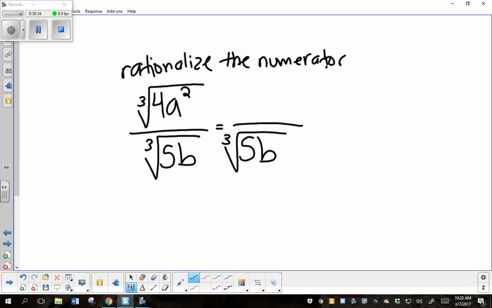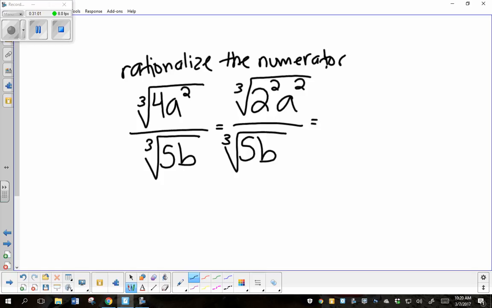And then on top, we've got the cube root of, can you write 4 as something to a power? 2 squared, right? 4 is 2 squared, and a is already a squared. So I'm just rewriting the numerator as powers. So I'm trying to rationalize the numerator. So now let's think about how many more of each of those things I need to get groups of 3.